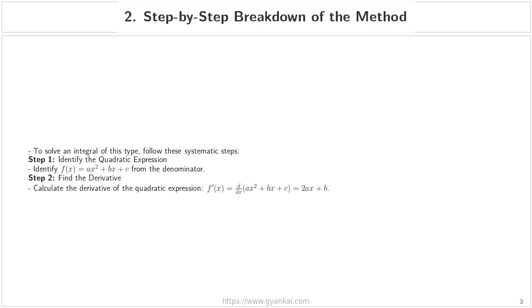Step 2, find the derivative. Once you've identified the quadratic, the next step is to find its derivative. Remember your basic calculus. The derivative of ax squared plus bx plus c is 2ax plus b.